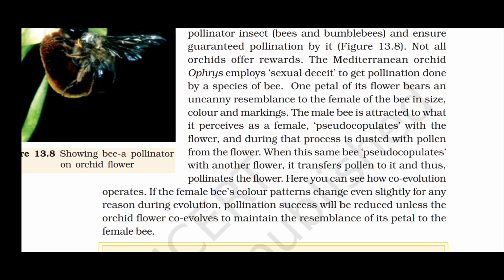Here you can see how co-evolution operates. If the female bee's color patterns change even slightly for any reason during evolution, pollination success will be reduced unless the orchid flower co-evolves to maintain the resemblance of its petal to the female bee.